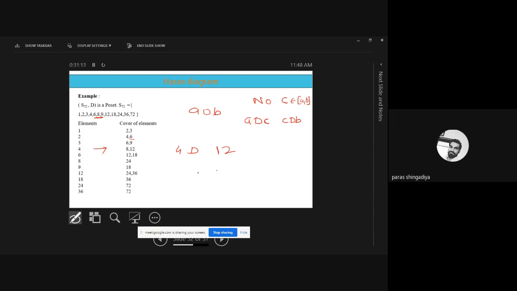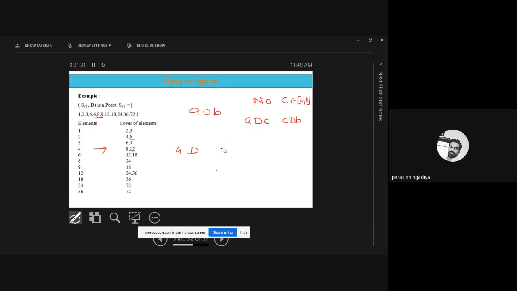And then after 9 is there, so 4 divides 9 is incorrect here, so that is not true. Okay, so 12 is also a cover element of 4, 8 and 12 both. And after 12, 18 is there. If I consider 18 here, so 4 divides 18 is incorrect. Okay, 18 is not divisible by 4.